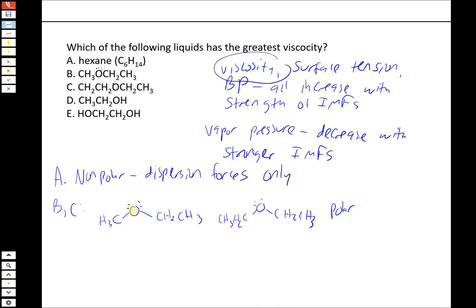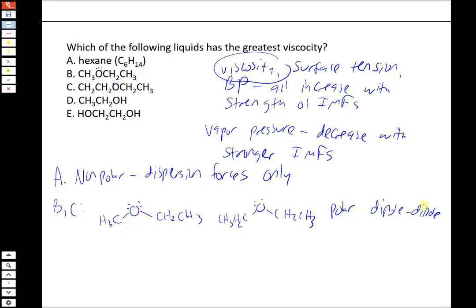So they're not going to have hydrogen bonding interactions because all the hydrogen atoms in these structures are bonded to carbon, not to oxygen. So these will be polar molecules. They'll have dipole-dipole forces, but not hydrogen bonds. So choices B and C, that's going to be the strongest intermolecular forces present.